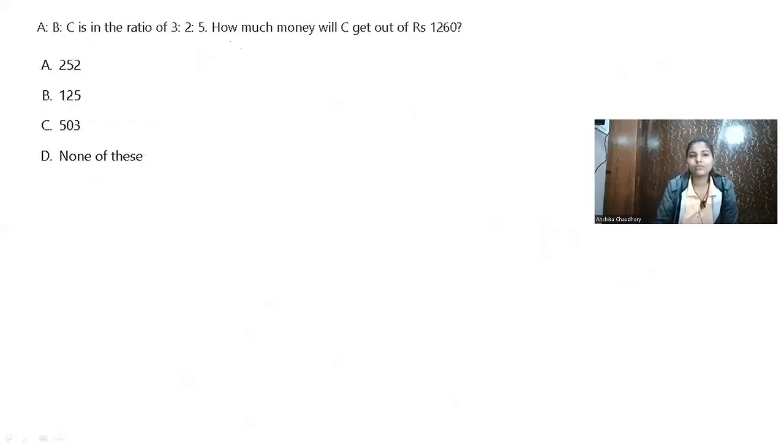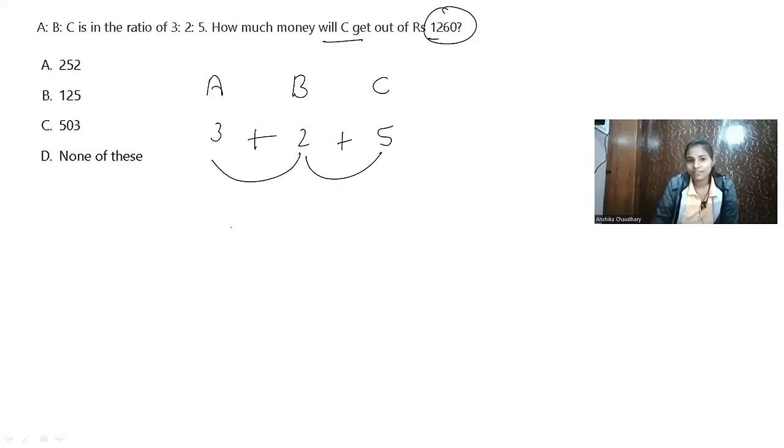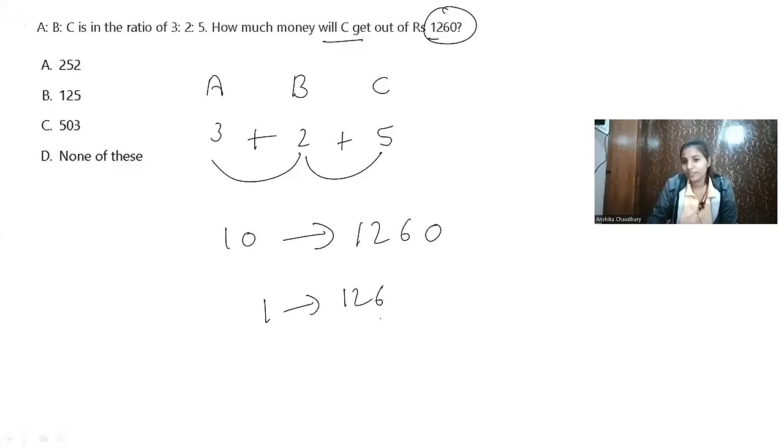Right. Again, the next question is from ratio and proportion. The question is A to B to C is in the ratio of 3 to 2 to 5. How much money will C get out of rupees 1260? All right. So what we are given is A to B to C is 3 to 2 to 5. All right. Now what will C get out of this, right? So according to our ratio, the sum of this is 3 plus 2 plus 5 is 10, right? And in the question, what we are given is the sum is 1260. All right. So 1 unit will be equal to 126.